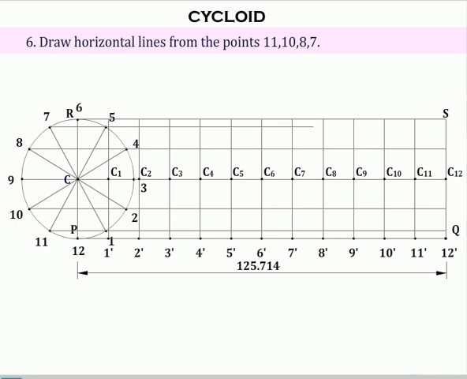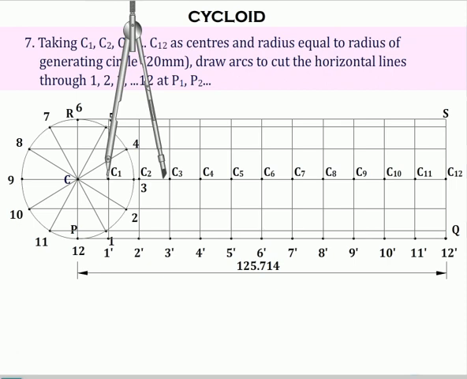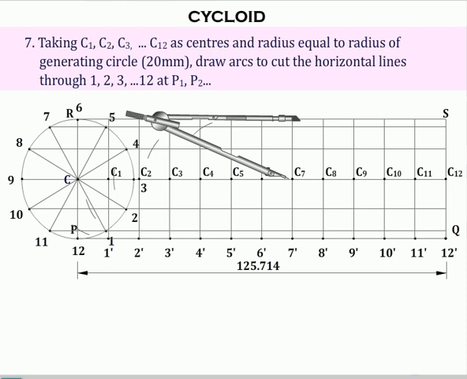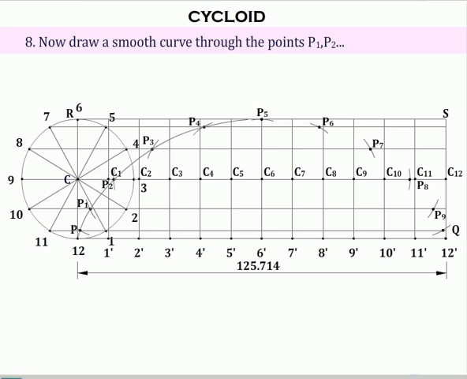taking C1, C2, C3, etc. as centers and radius equal to the radius of the generating circle, draw arcs to cut the horizontal lines through 1, 2, 3, etc. at P1, P2. Now draw a smooth curve through the points P1, P2, P3.